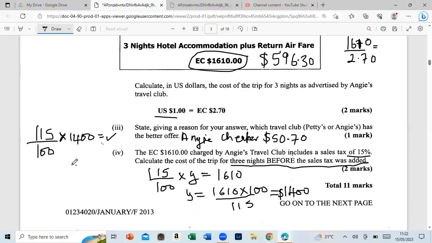So in essence, it's 1,400 before the tax was added, all right? Because remember they said it's included. So this is excluding and this is included. And of course, the unit is Eastern Caribbean, so show them so you know what you're doing. If they ask you to convert to US, you know what to do, right? You divide it by the 2.70.